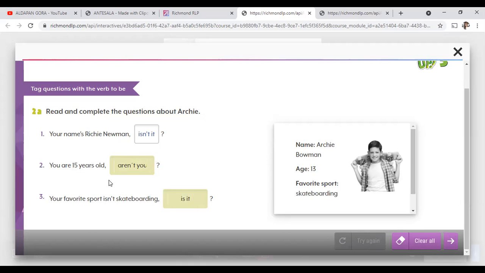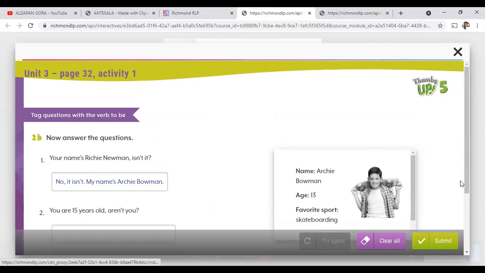We have aren't you? Is it? Why are we saying here aren't you? Because the sentence is positive. When the sentence is positive, the question is negative. In this case, this sentence is negative. For that, we use a positive tag question. Let's answer the questions in this moment.